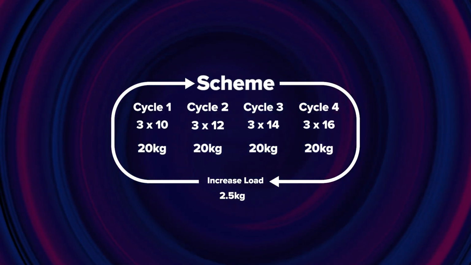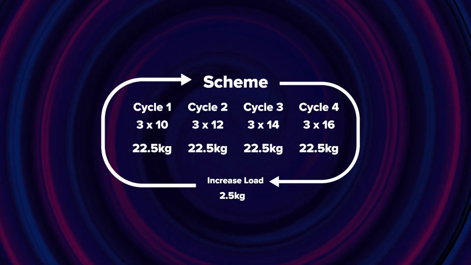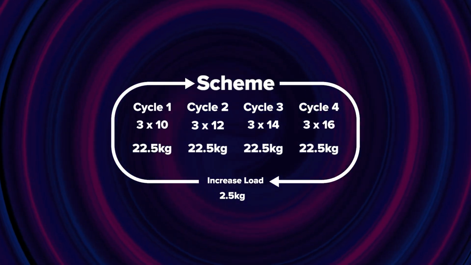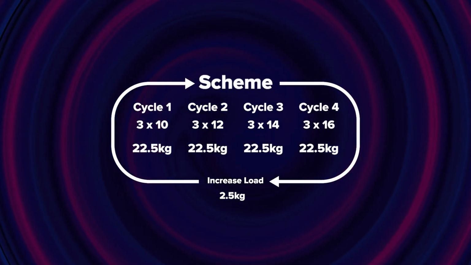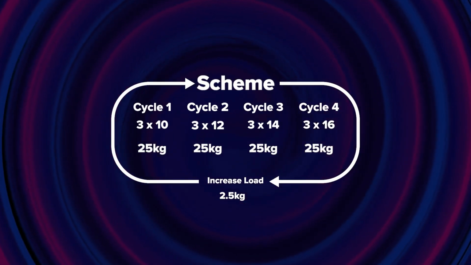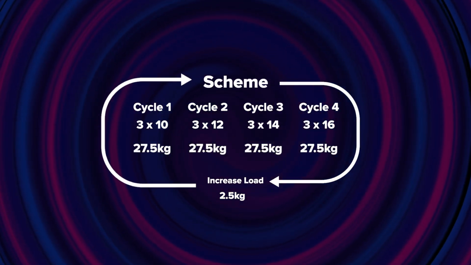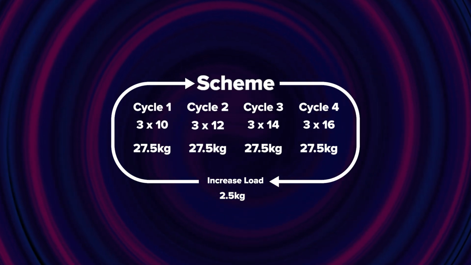For another example of how it works, let's say we have the same program, but this time instead of increasing the load every workout, we're going to increase the reps by 2. And when we reach 16 reps, the next workout we're going to drop the reps back down to 10 and we're going to increase the load. This scheme would require 4 cycles.